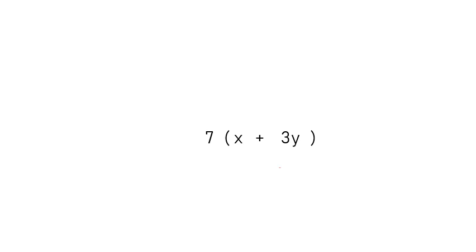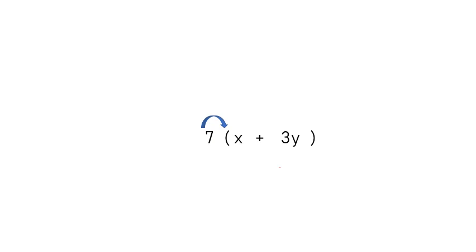This one looks a little different because it has not only an x but a y in it. We have a 7 on the outside and x plus 3y on the inside. In algebra, whenever you have a number right next to a letter with nothing in between, that stands for multiplication. So 3y means 3 times y.